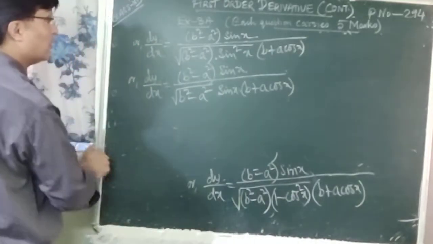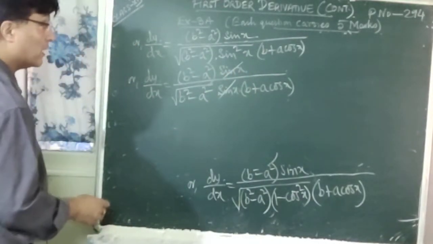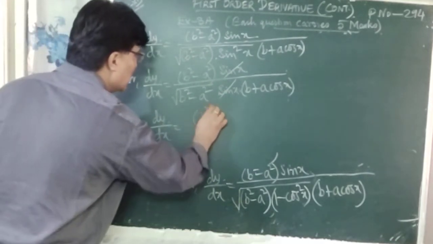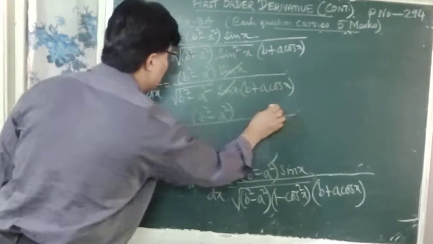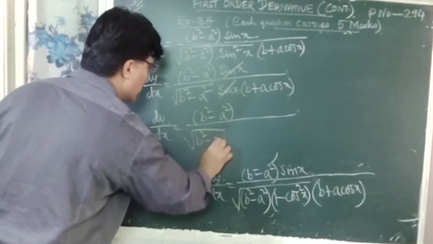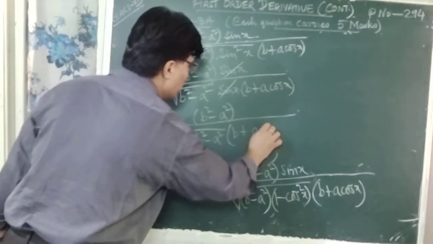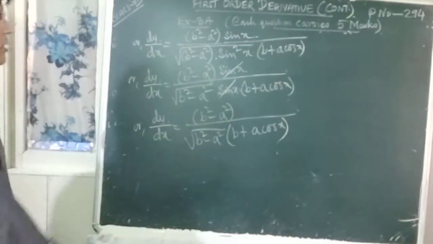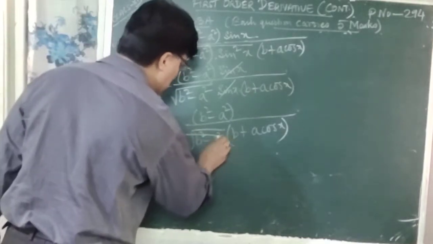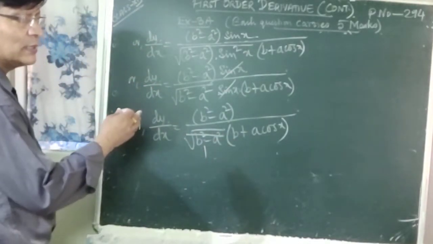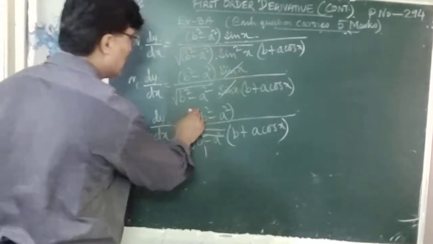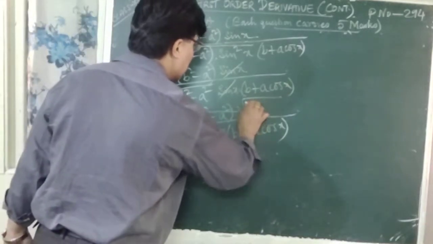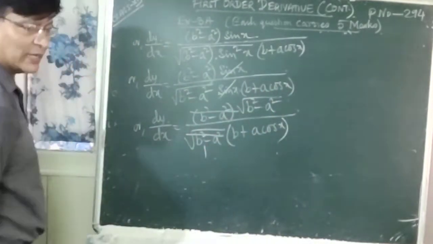So next step. Now in the next step, you can cancel this sin x, okay? Or dy by dx is equal to, it is b square minus a square divided by root over b square minus a square within bracket b plus a cos x. Clear? So next, again you can cancel this root over b square minus a square divided by root over b square minus a square. Again you can cancel this b square minus a square by root over b square minus a square. That is, it is root over b square minus a square.